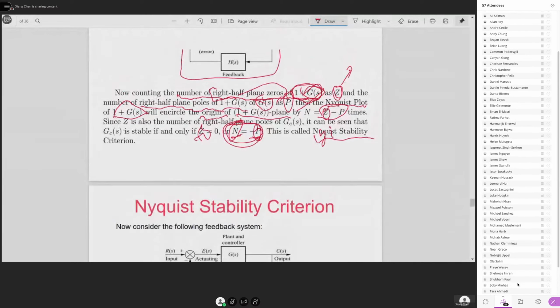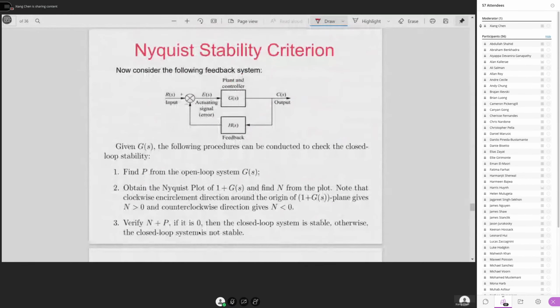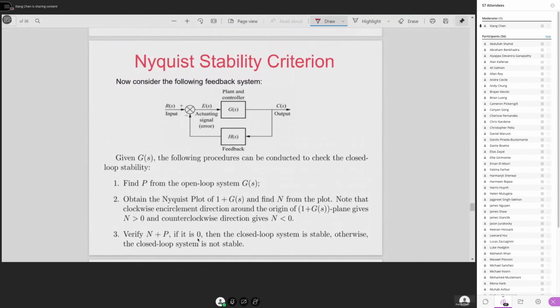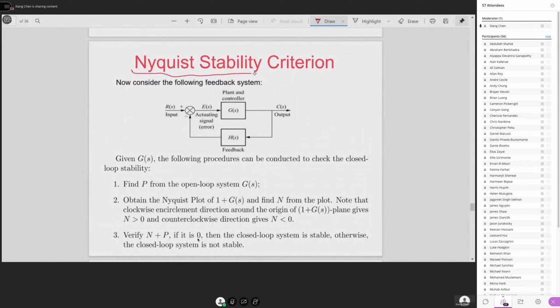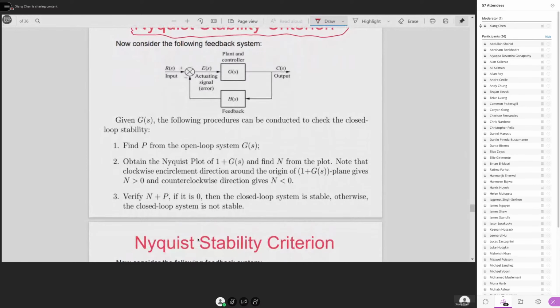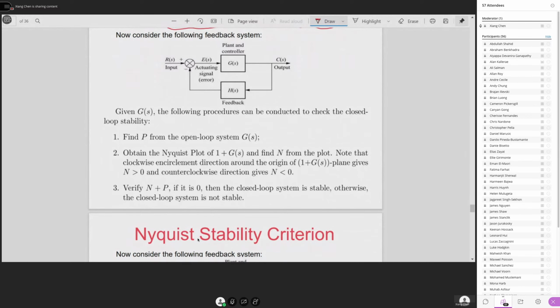So now let's go further. I can summarize the procedure to apply the Nyquist stability criterion here. The procedure is this. First, given the G(s), this transfer function's information should be available. You have to know this transfer function.